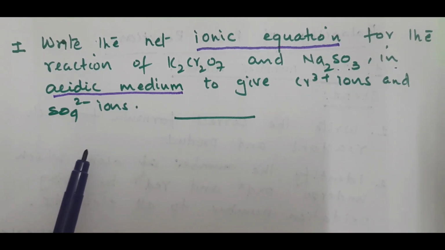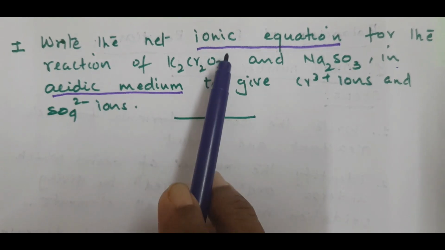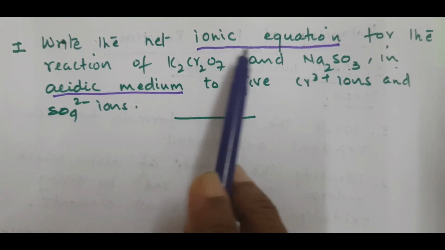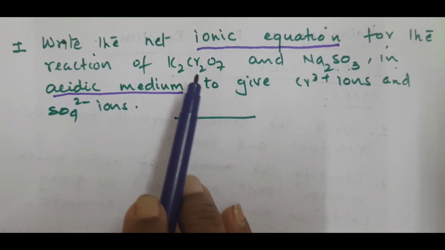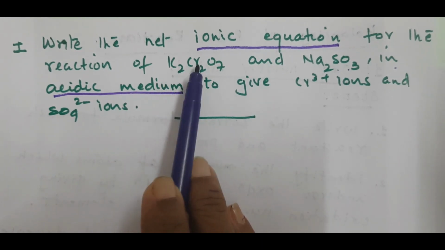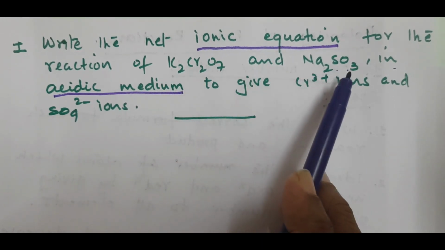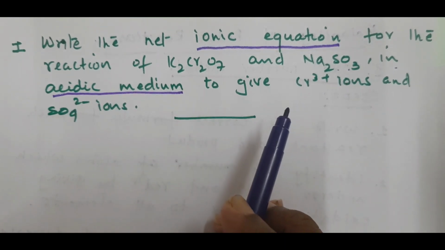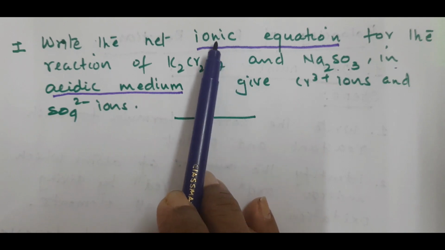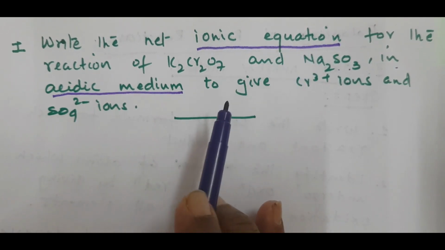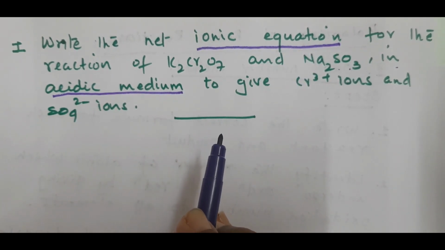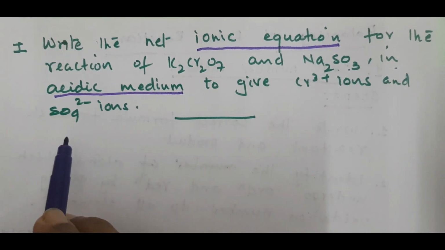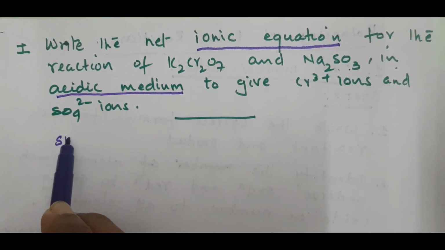If the question is not demanding the ionic equation, then you can very well write a simple equation as K2Cr2O7 plus Na2SO3 gives Cr3+ and SO4 2- ion. But since the question says write the net ionic equation, we have to write it in the ionic form. Clear? So the first step is you have to write the skeletal equation.